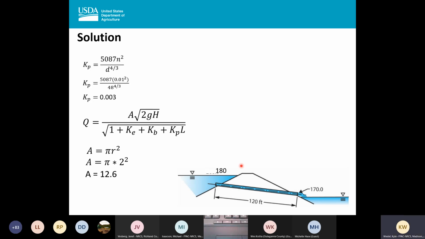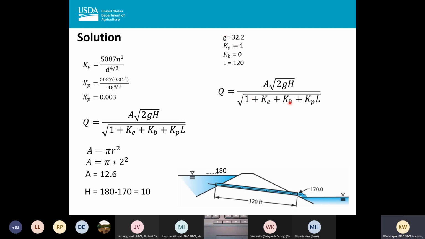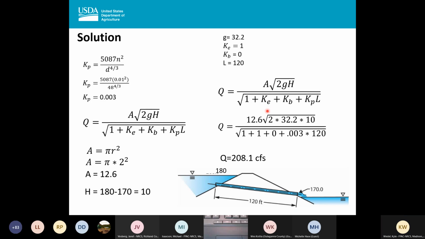So again, as I change my head, the KP is going to stay the same and my area is going to stay the same. This time my head's been reduced down to 180 feet. So 180 minus 170 gives me 10 feet of head. And then I've got all my givens up here, so I have all my unknowns in my equation. I'm able to plug those into my equation, and I come up with 208.1 CFS. Again, as my head went down, so did my flow.